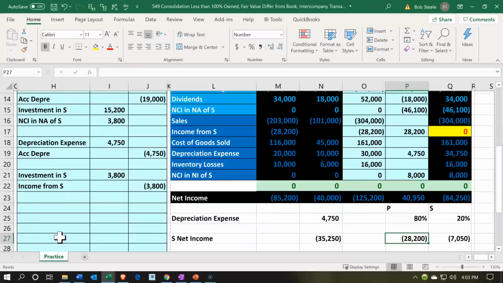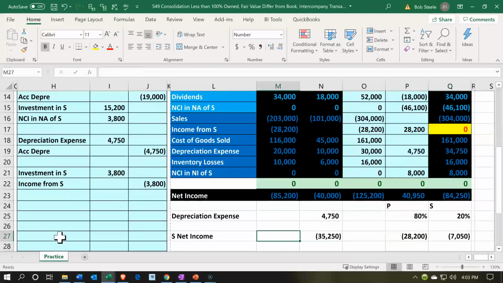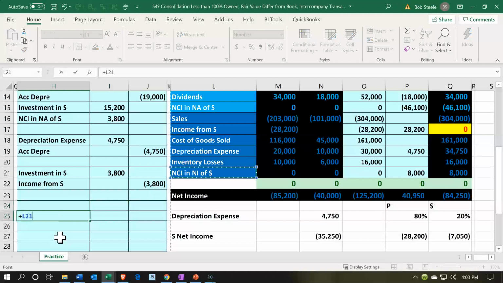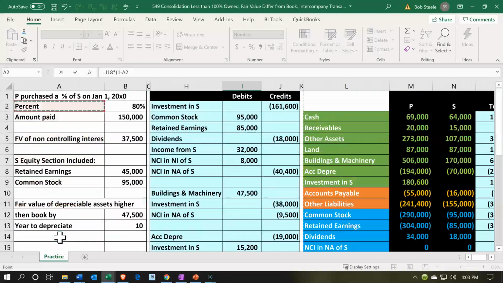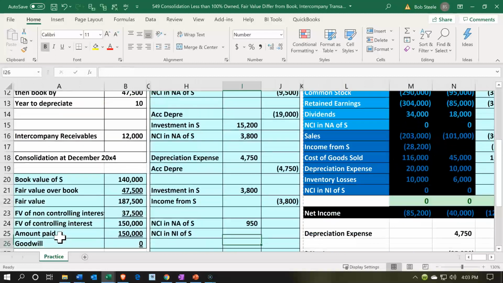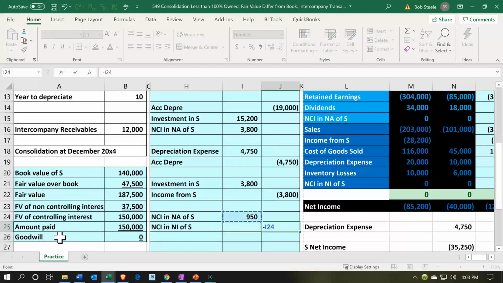Then we need to adjust this one to get to that 7,050 we would expect in the non-controlling interest. So that means that 8,000 has to go down. Let's put it on the bottom with a credit. And then the other side is going to go onto the balance sheet side of things, the non-controlling interest in the net assets. Same calculation except for the 20% now. 4,750 times, I'm going to do it this way, 1 minus the 80%, giving us the 20%, or the 950.